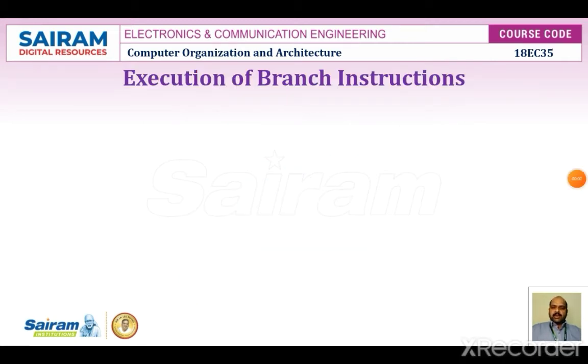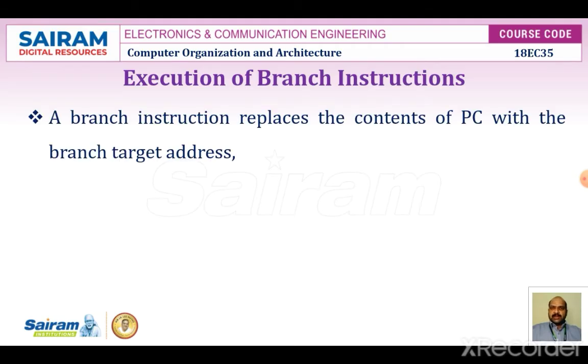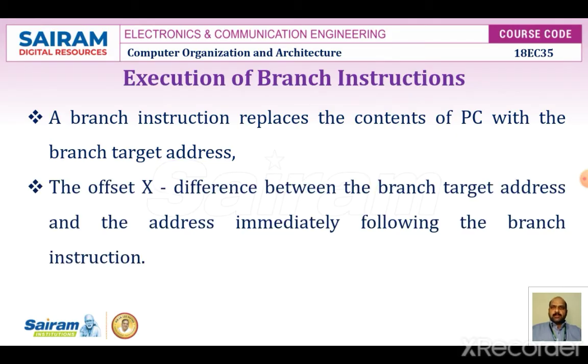Let us discuss the next topic, execution of branch instruction. A branch instruction replaces the content of the program counter with the branch target address. This address is usually obtained by adding an offset value X, which is given in the branch instruction, to update the program counter value. The offset value X is usually the difference between the branch target address and the address immediately following the branch instruction.